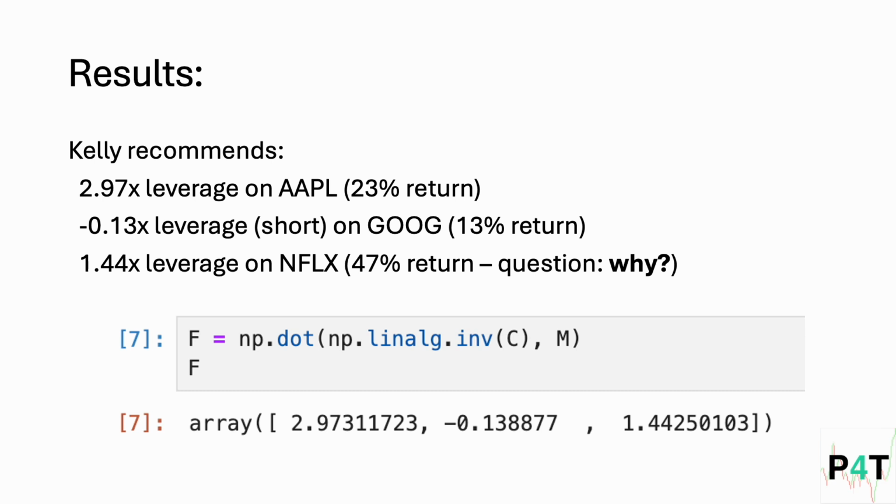Finally, we can get our results based on this. So you can see we're going to use some linear algebra utilities from NumPy to do the multiplications and to calculate the inverse matrix of C as well. And this is ultimately going to recommend that we take on 2.97 times leverage on Apple, negative 0.13 leverage on Google, which is going to be a short position, and 1.44x leverage on Netflix.